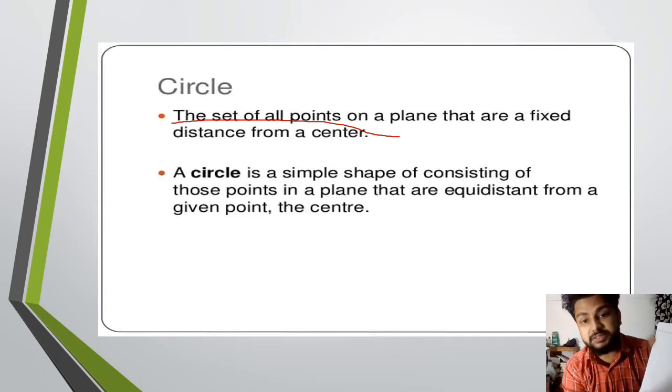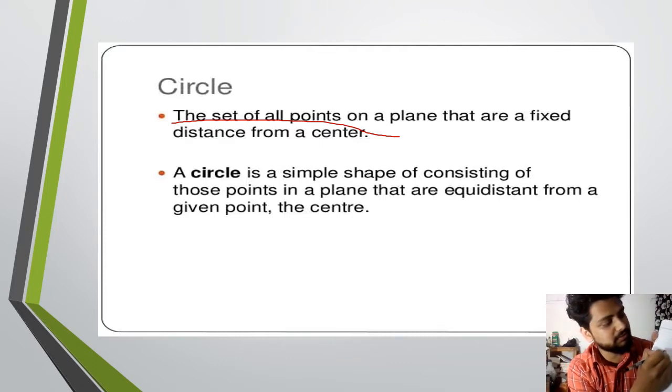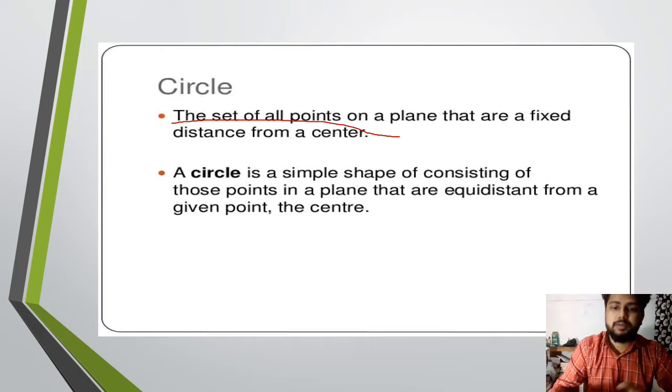A circle is a simple shape. It is the shape consisting of those points in a plane that are equidistant from a given point, and that point is called the center. Equidistant means every point is at the same distance, as I showed in my previous diagram.